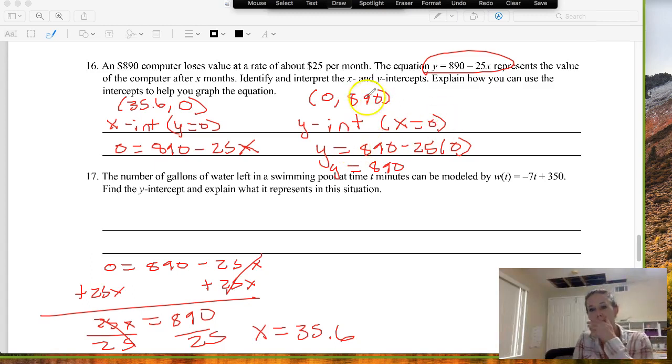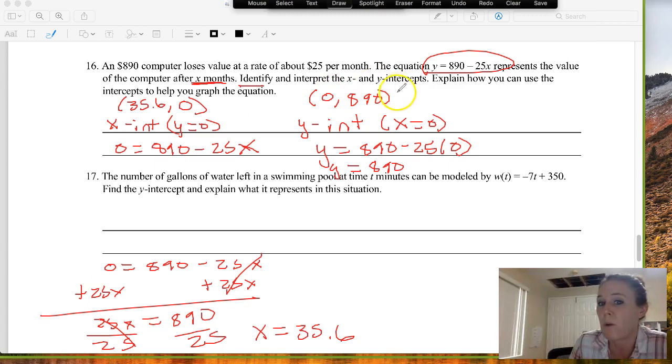Remember, y-intercept, x is 0. X-intercept, y is 0. So here's my x and y intercepts. I identified them. Let's interpret what that means. So what does that mean? Remember, our x was the number of months. X is the number of months.